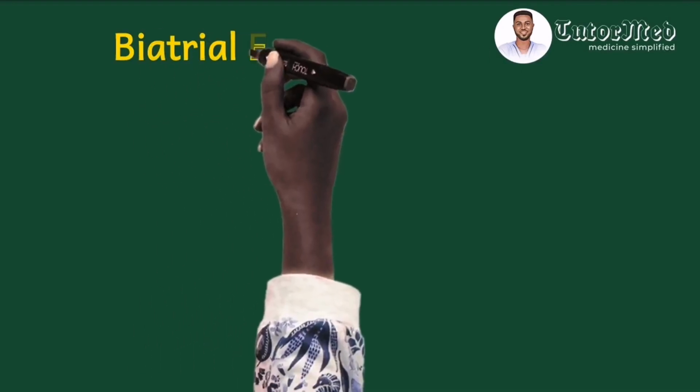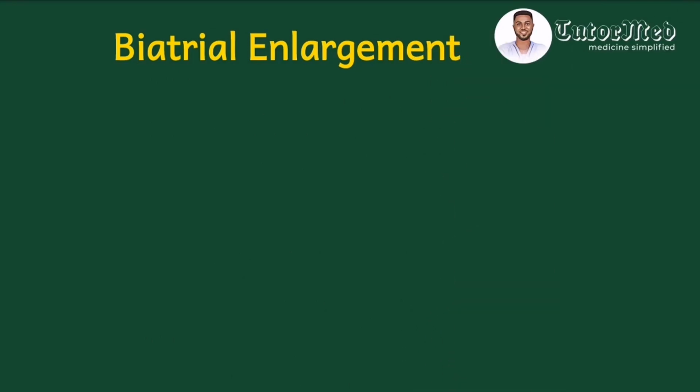Now, in certain instances, you may find that both atria are enlarged, known as biatrial enlargement. And you would agree that in such situations, you will see features of right and left atrial enlargements combined, right? And so let's illustrate this with this diagram.